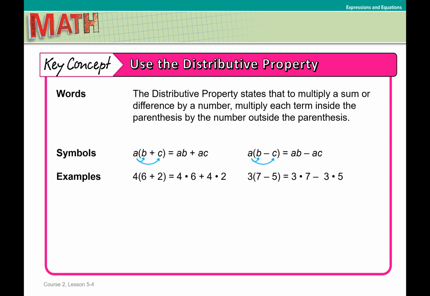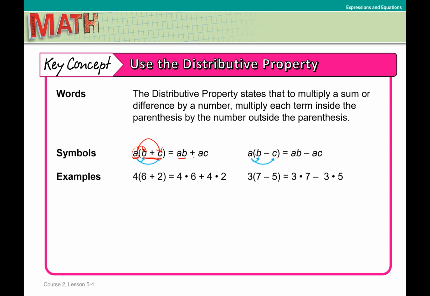Okay, so in letters, it looks like this. You've got a sum, right? You've got an addition problem inside the parentheses. And then you also have a term on the outside that tells you you're multiplying everything inside the parentheses, that addition problem, by the number that's on the outside. How you can do this is multiply A times B and add that to A times C. And so you distribute this multiplication across the problem. So A times B plus A times C.